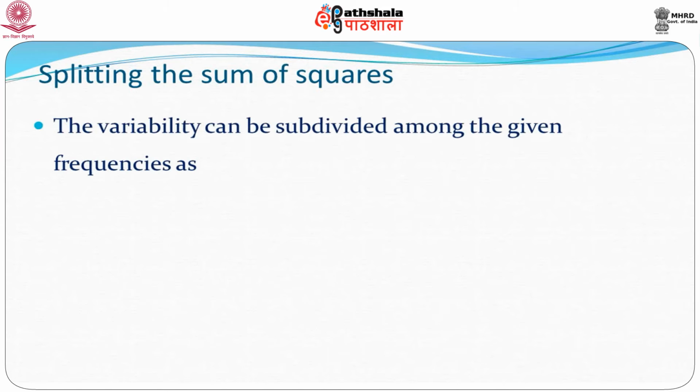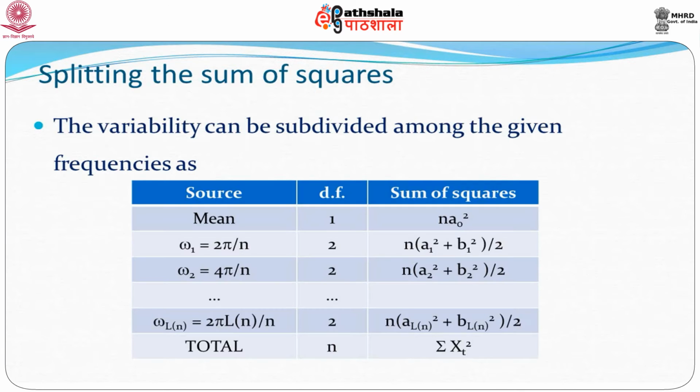Now, how does this help us? We saw that the total sum of squares can be written as the sum of the periodograms. If we write this out in an ANOVA type of table, then we have the different sources. The mean has 1 degree of freedom, and its sum of squares is n times a_0 squared. The x bar was a_0, and if you square this, the sum of squares is n a_0 squared.